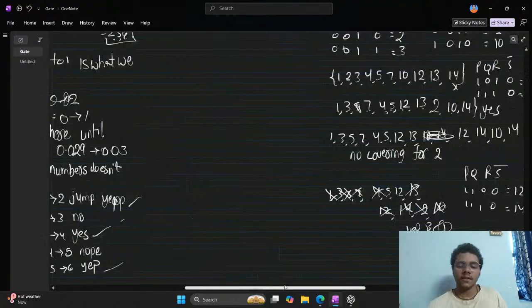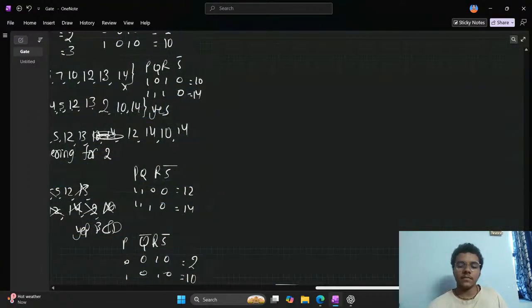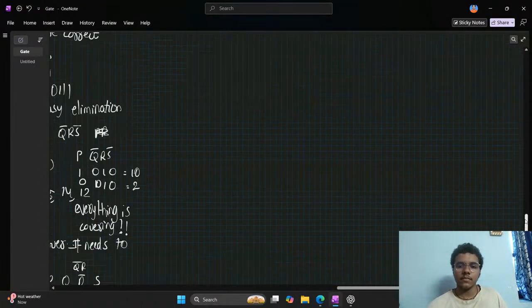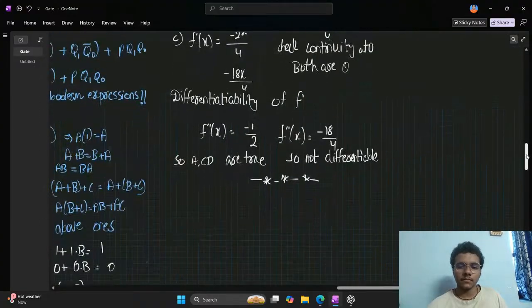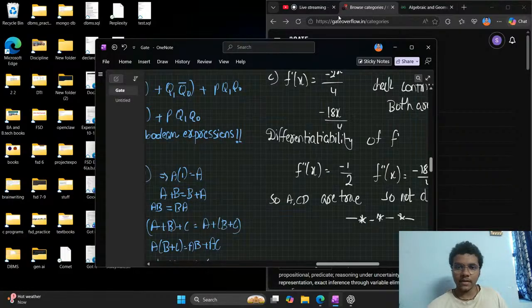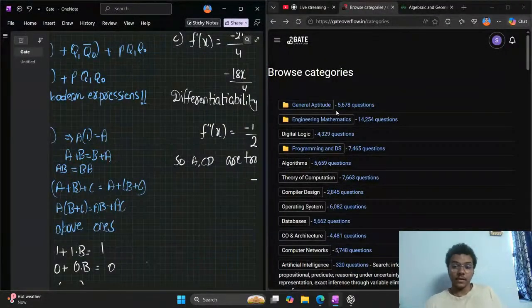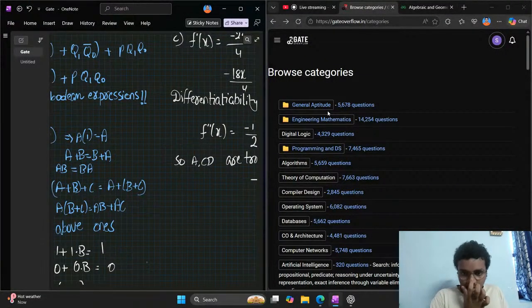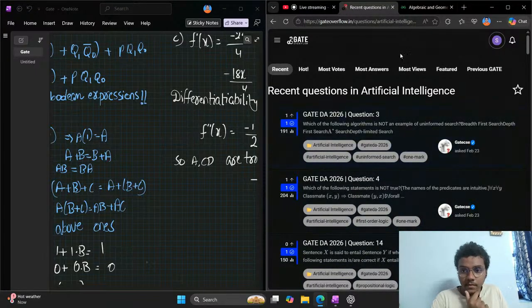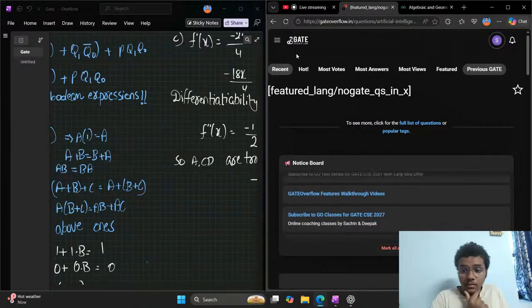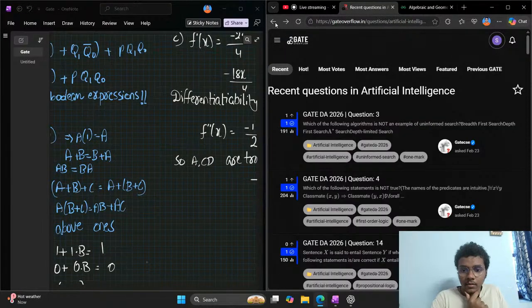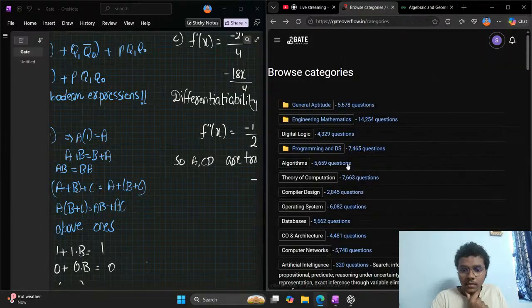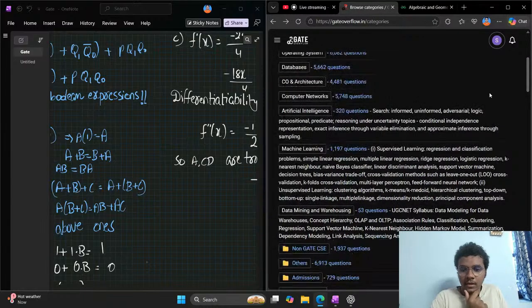Okay, this thing got stuck. My ambition for today would be to complete the entire 2026 set of papers. We need to check the general aptitude. We completed these two things, and we have one, two, three, four. Okay. The PYQs for artificial intelligence were not provided yet.